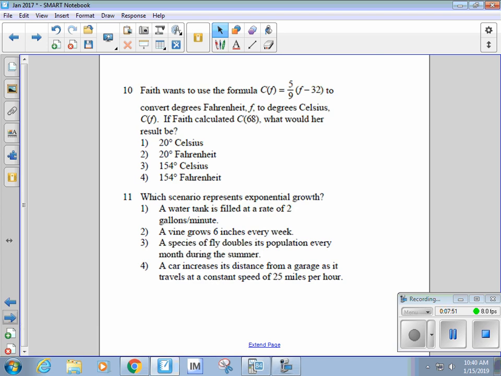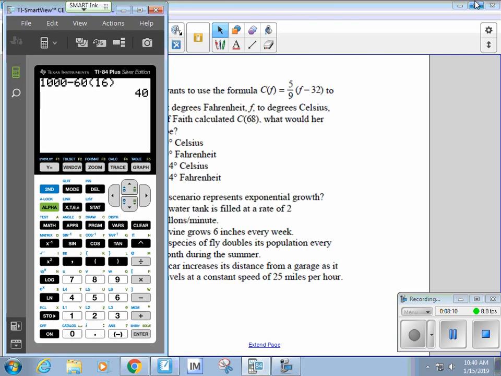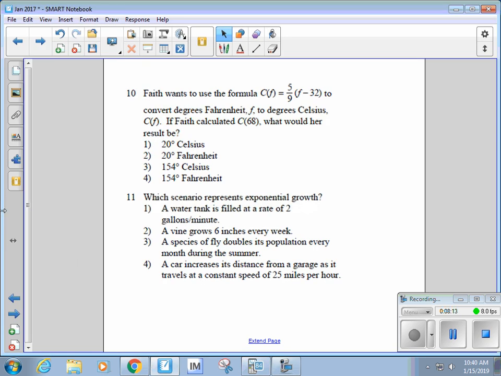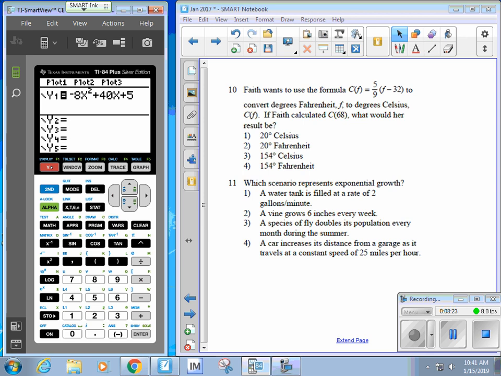Number 10. Faith wants to use the formula C of F equals, and we've got to figure out C of 68. So I'm going to go ahead and use the graphing calculator. I just need to get it up here for y'all. So I'm going to use the graphing calculator to figure out this answer. Go to y equals and type in that actual formula. Alpha y equals is how you get fractions. So I've got 5/9 multiplied by, and I can't use f, but I can use x in the calculator. X minus 32.